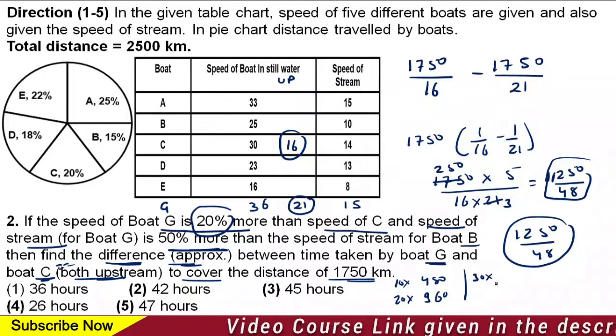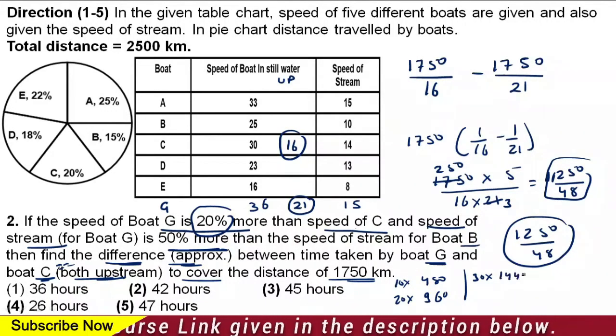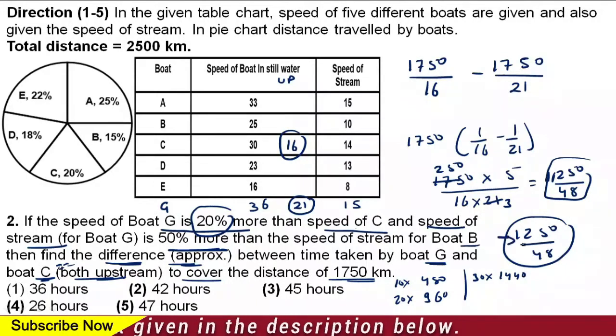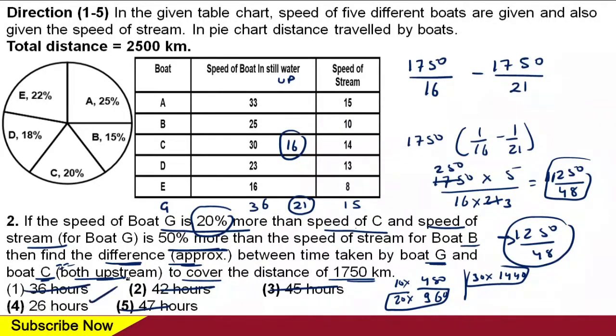30 times 48 would be 1200 and 240, 1440. So this value, the numerator, is certainly between 20 times and 30 times. So the answer should be in the range of 20 and 30. So therefore we can quickly say 26 hours is the correct answer.